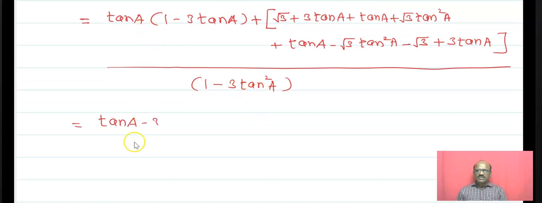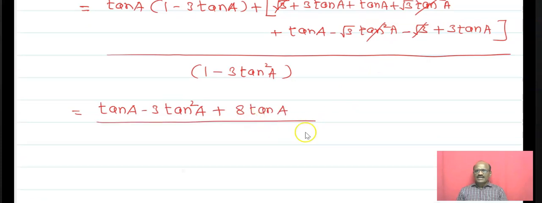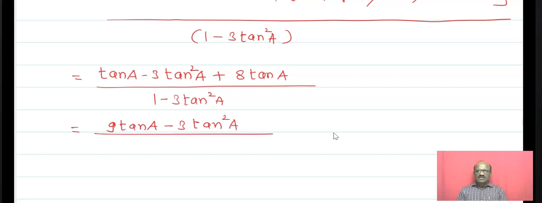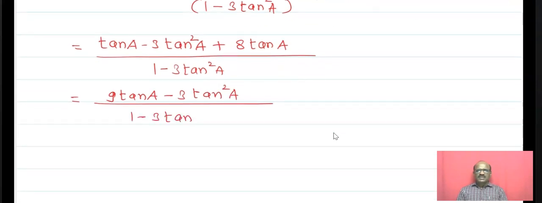Now cancellations पण होणार इथे. tan A या tan A ने आप bracket ला multiply करना, tan A minus 3 tan square, plus, but terms cancel होणार त्या दोन different brackets multiplication केल्यानंतर, root 3 plus root 3 minus root 3, 3 tan square A minus 3 tan square A. These two terms are getting cancelled, and overall you are getting 8 tan A upon 1 minus 3 tan square A, and again it is 9 tan A minus 3 tan square A upon 1 minus 3 tan square A.